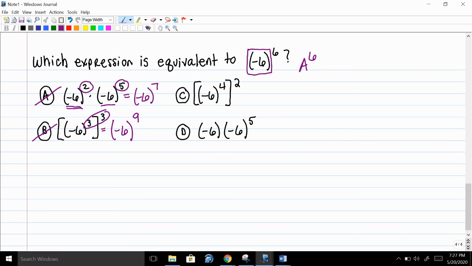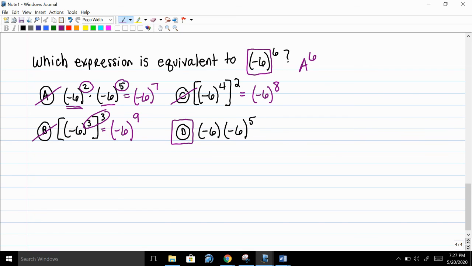Letter C. This is another exponent-high-multiply problem. Don't fall into the trap. Don't add that 4 and that 2. Multiply the 4 and the 2. 4 times 2, that would be -6 to the 8th. Again, this is not the answer. So obviously, by process of elimination, we know the answer is D.